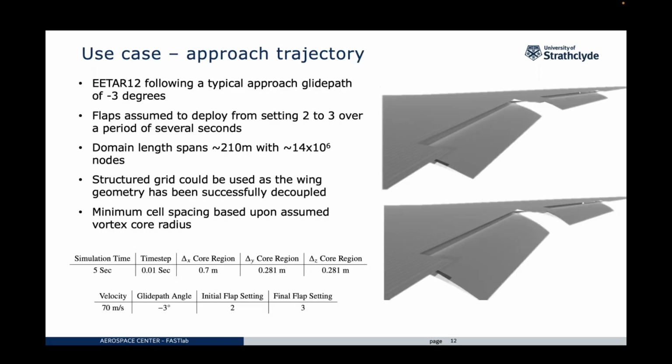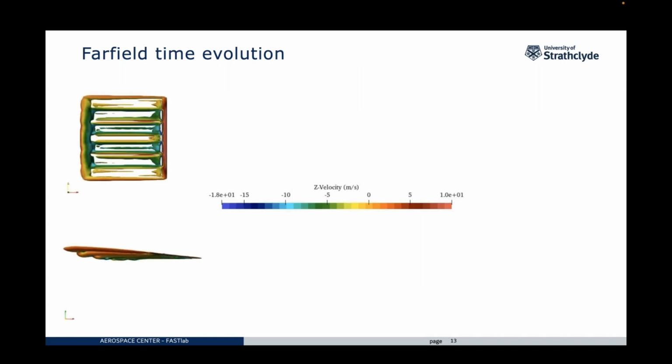So the final simulation then, we take this reduced order model, we take our lifting line, and we're going to sweep it through a domain that spans 210 meters that is representative of the sort of region running up to an aircraft runway. We have the flap deploying from setting 2 to setting 3, and as we have removed the geometry from the simulation, we can use a structured grid. And I should also say that we base the mesh cell sizing on the assumed vortex core radius. And if we run this using hybrid RANS LES, we get the following animation.